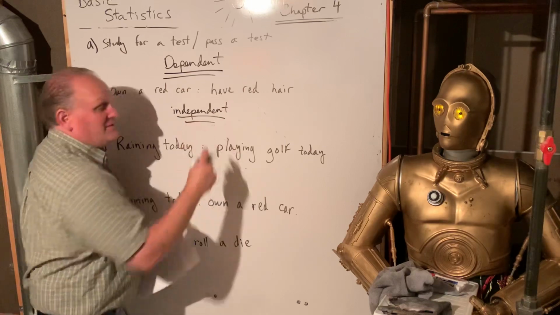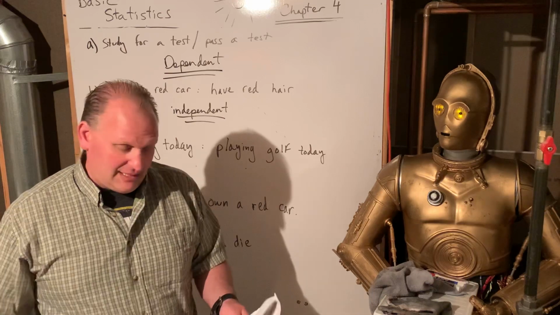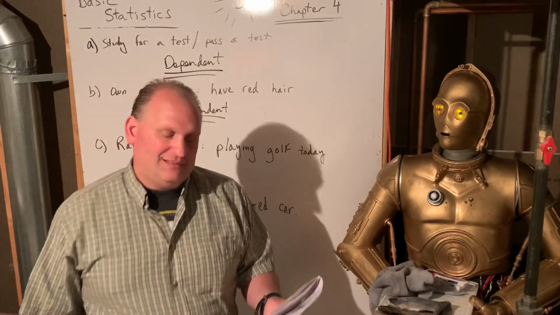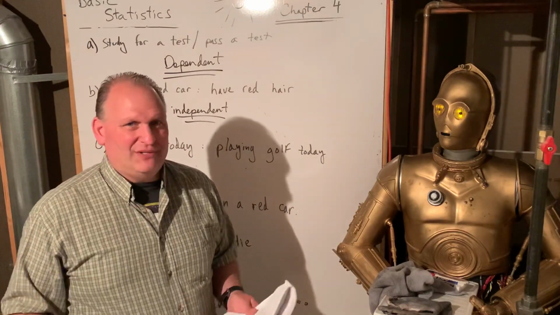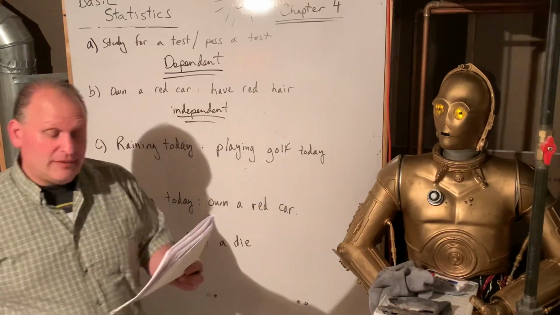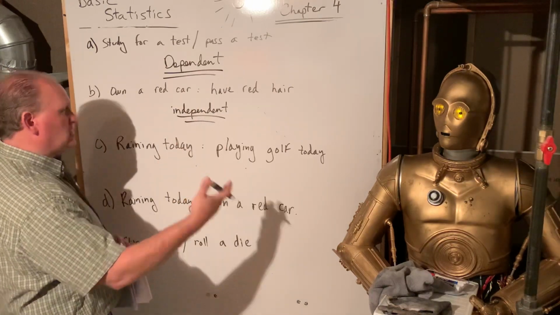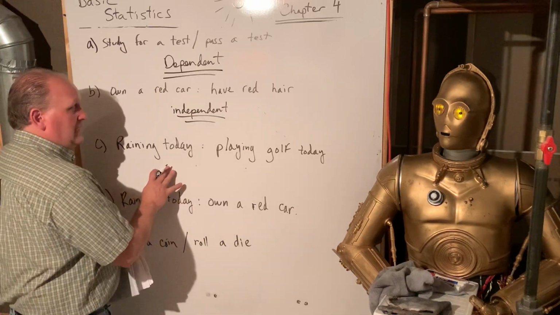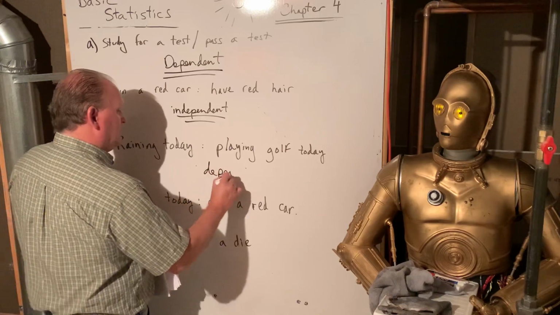Again, it could be that you have red hair and decided you wanted a car that's red because of that. But that's most likely not the case. Most people don't buy cars based on their hair color. That's not always clear cut though. So sometimes we can't really determine for certain if it's dependent or independent. Other times we can. Raining today and then playing golf today. That's likely dependent for most people.